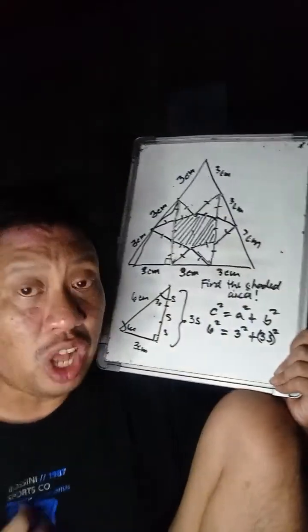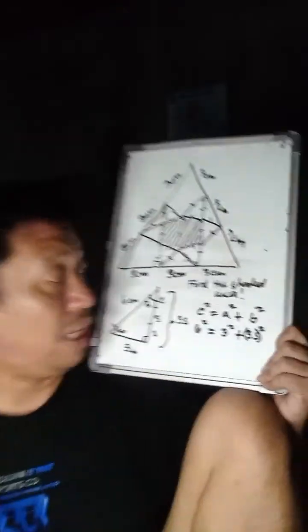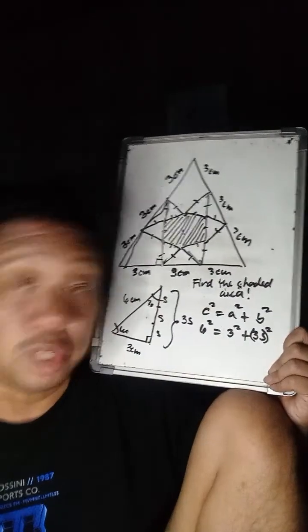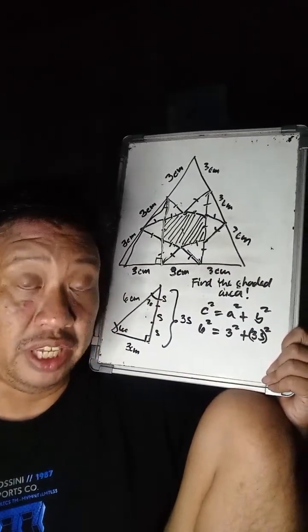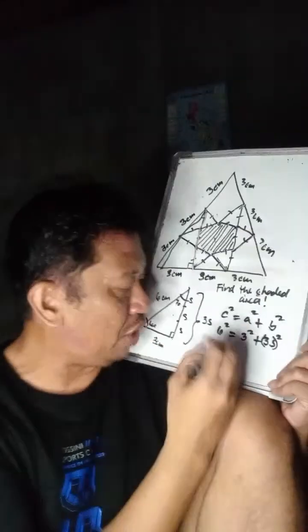But there is another alternative to do this even without using the Pythagorean theorem, and that is the property of the 30, 60, 90 right triangle. That is this ratio.